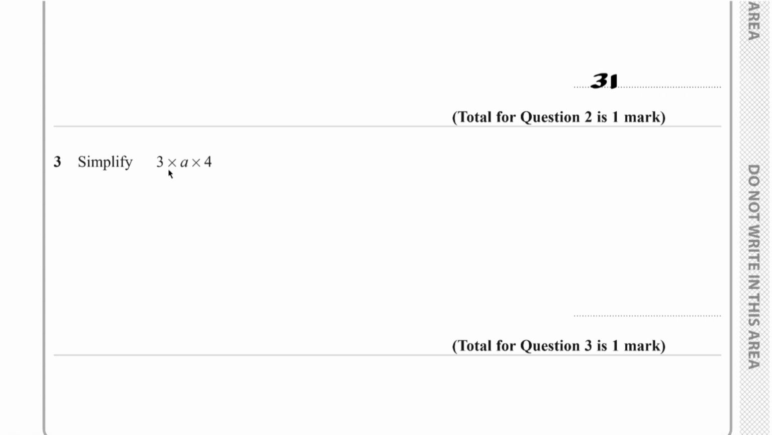Question 3. Simplify 3 multiplied by a multiplied by 4. Because of commutativity, we can write an equivalent statement: 3 multiplied by a multiplied by 4 is equivalent to 3 multiplied by 4 multiplied by a. So if we work this out, 3 times 4 is 12, and we are multiplying by a, so we end up with 12a.